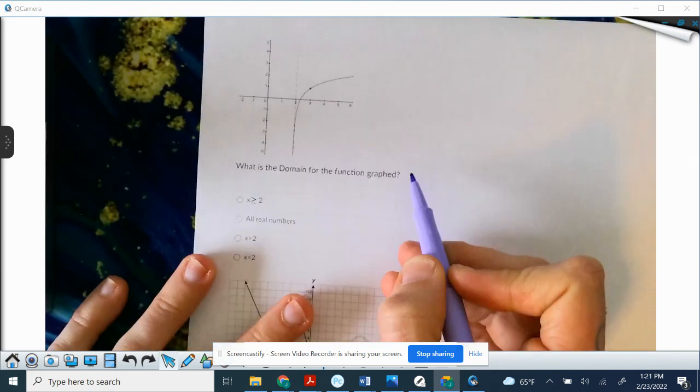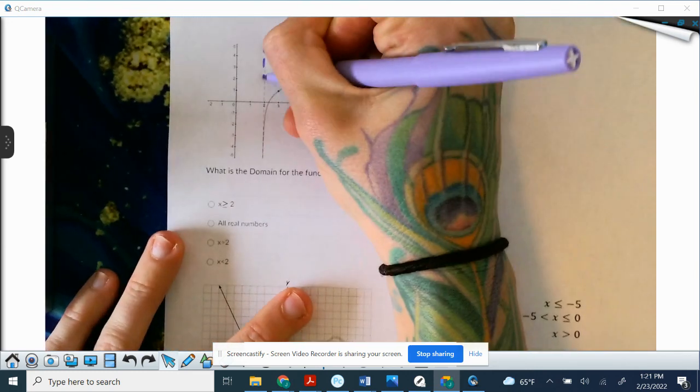Last but not least, we're down to our last three. What is the domain for the function graph? So this is what I was talking about. Like this is your asymptote.